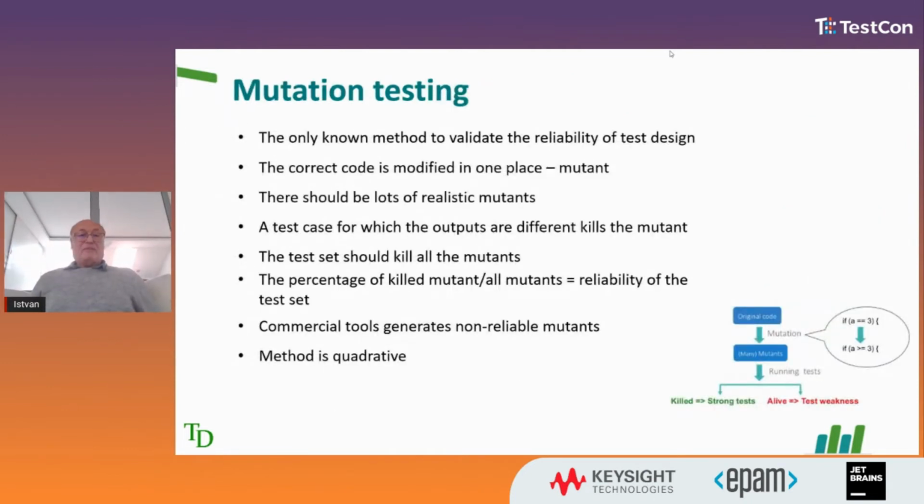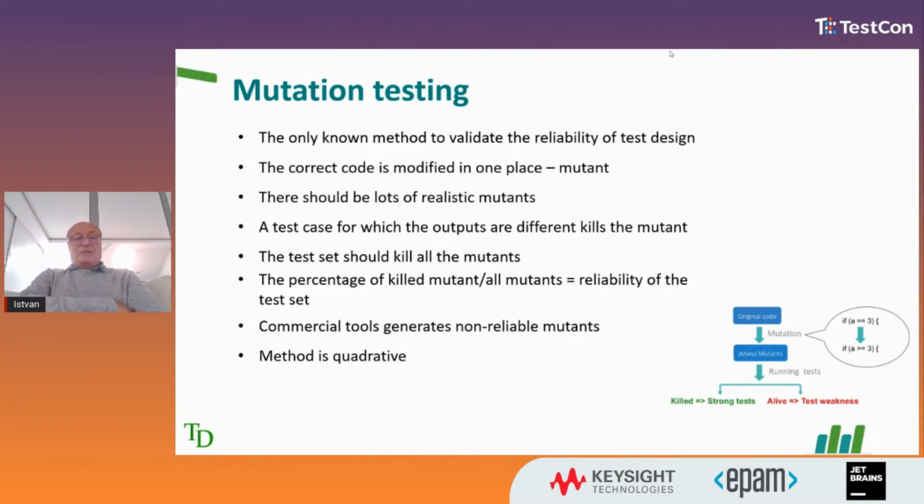So some words about mutation testing. This is the only known method to validate the reliability of the test design and the testers. During mutation, the correct code is modified. If it's modified in one location, then this is the first order mutant. And generally, we use first order mutants.